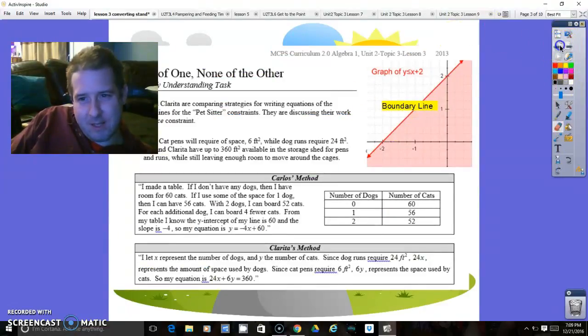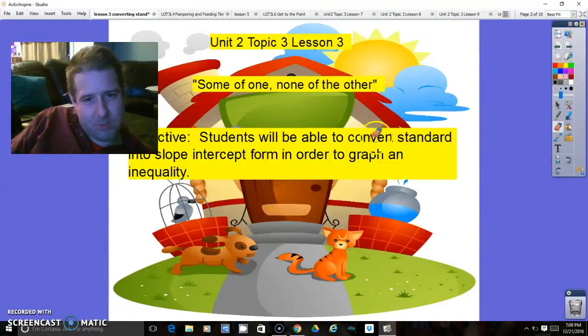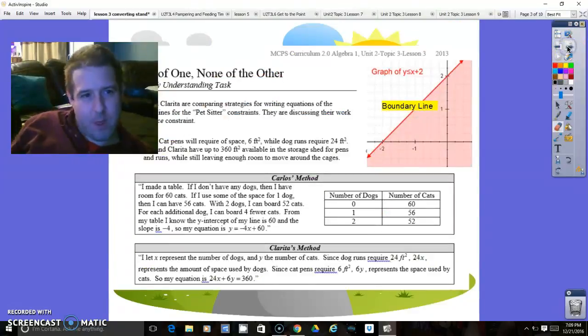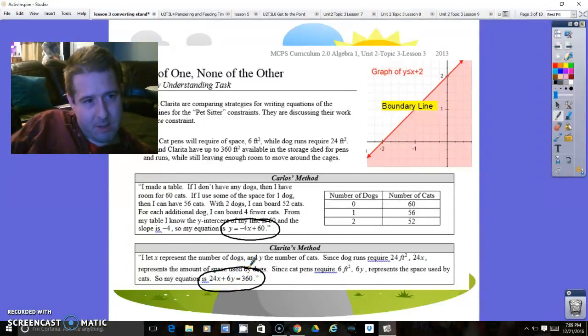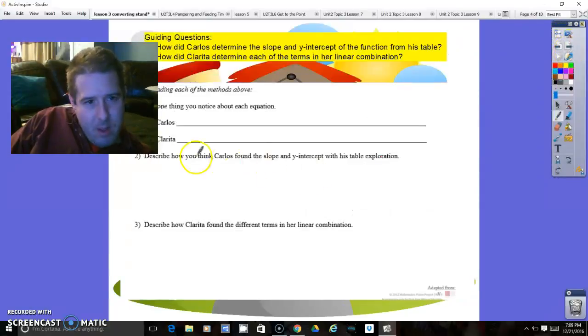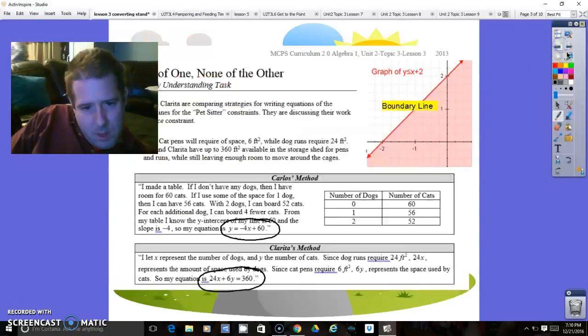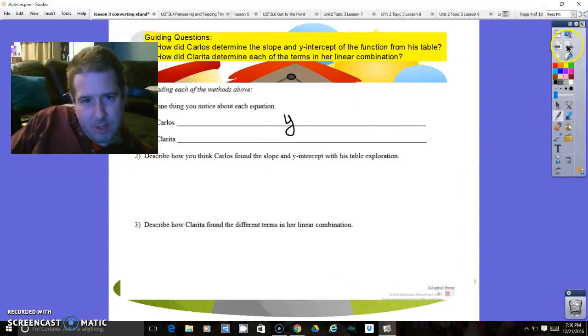So this lesson is about students being able to convert standard form into slope-intercept form. So we're looking more into where the equations came from. So in this case, Carlos and Clarita. Carlos likes this equation, which is slope-intercept form, and Clarita likes the standard form version. So Carlos, that's what I wrote there. So it was y equals negative 4x plus 60.